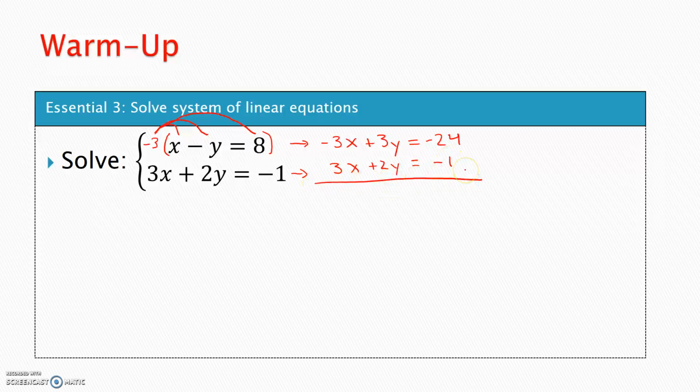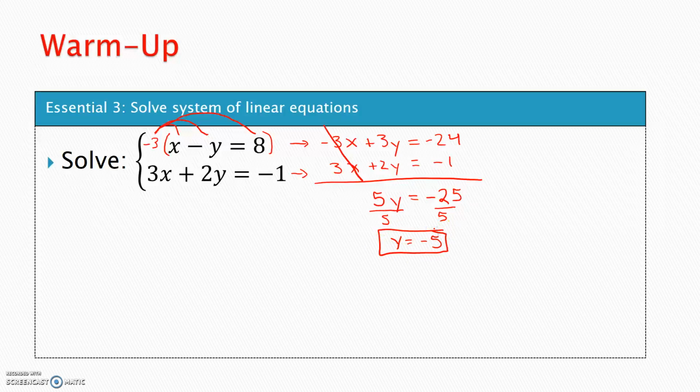Now, of course, the whole reason I did that was so that 3x's minus 3x's is going to cancel out. 3y plus 2y, that's obviously 5y, is equal to, now be careful here, you owe me 24, and then you owe me another $1. That means negative 25. Now, one step here, I have to divide both sides by 5, and I get y is equal to negative 5.